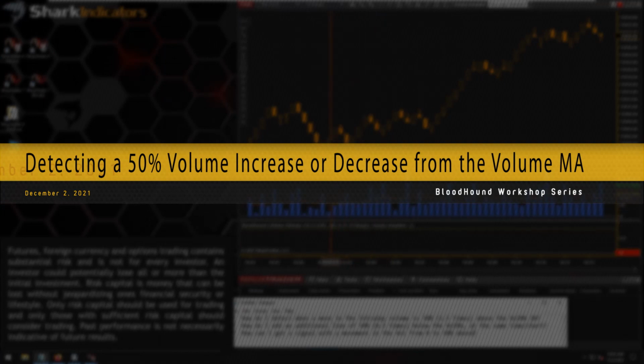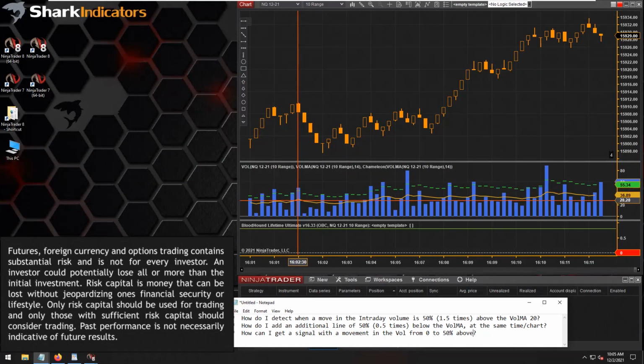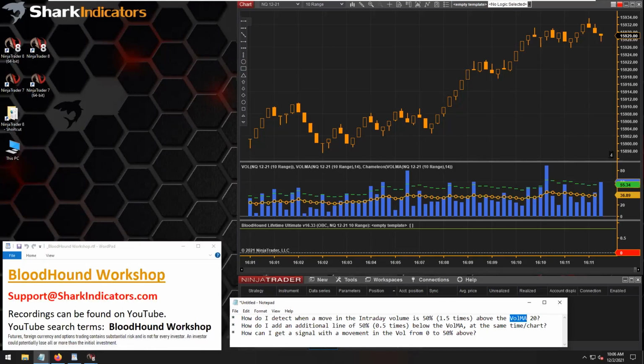So the topic here is measuring volume spikes. You can see I have the volume on my chart, and I also have the volume MA, the volume moving average indicator, on here. And so the question is, how do you detect when the volume exceeds 1.5 times the volume MA, or how do you detect when the volume is less than half of the volume MA?